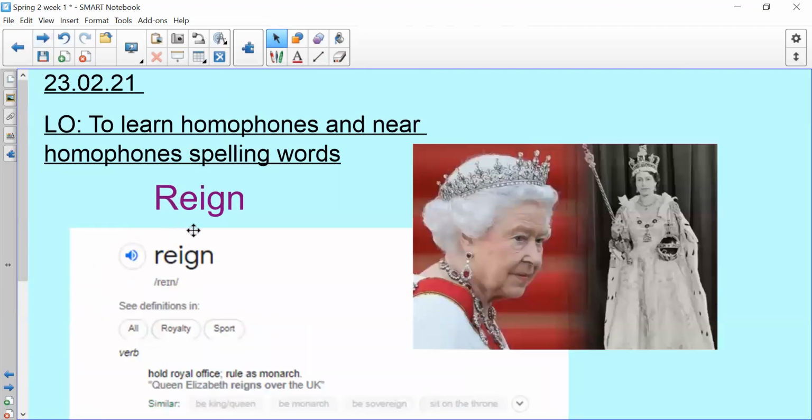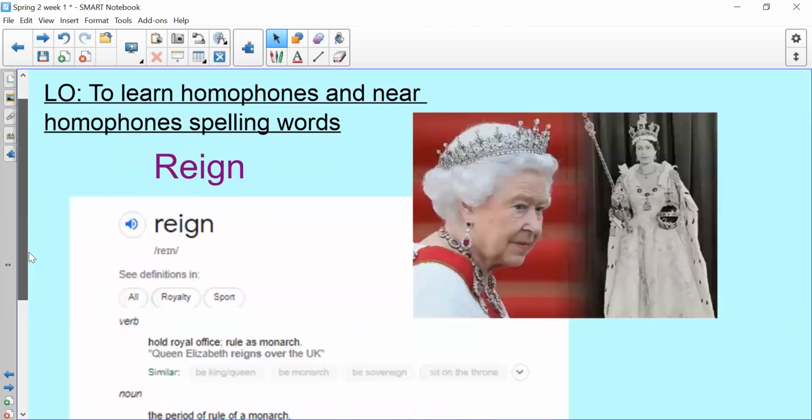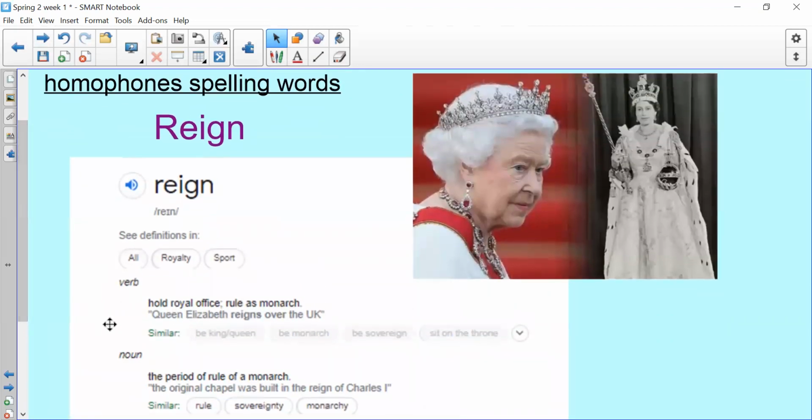And finally, reign, spelt like this. And again, a verb and a noun. So we have the verb to hold royal office, to rule as a monarch. So when the king or queen is reigning, that means they are on the throne. In the sentence here, Queen Elizabeth reigns over the UK. So this was her when she was younger, still our reigning monarch now.